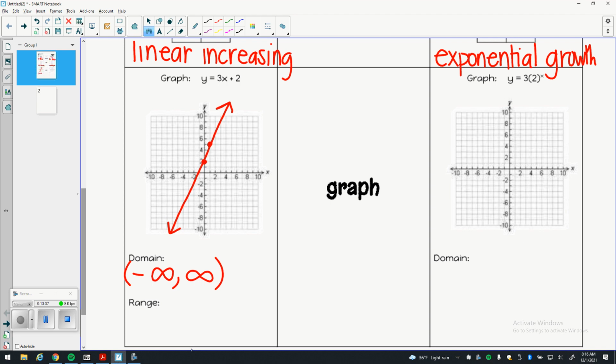Range. Come up from the bottom. Point or arrow? Arrow, so that is negative infinity. Come down from the top. Positive infinity. With parentheses. Nice job. Okay? What about the next one? Y equals 3 parentheses 2 to the x. What do I do with that?